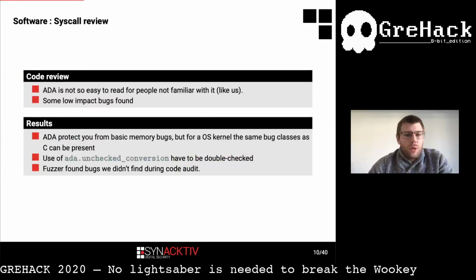We also did syscall code review, and we found that reading Ada code is not so easy for people not used to it. We found small bugs, and we missed some bugs that the fuzzer had found. To conclude on syscalls, basically Ada protects you from basic security bugs, but for a kernel, user space addresses have to be correctly checked.